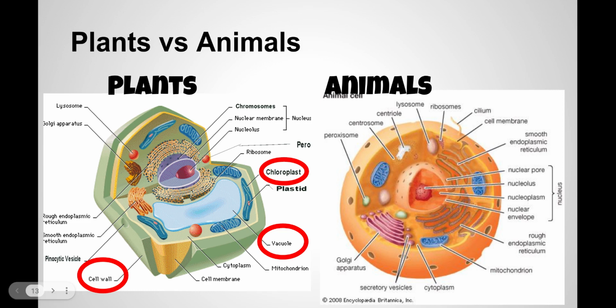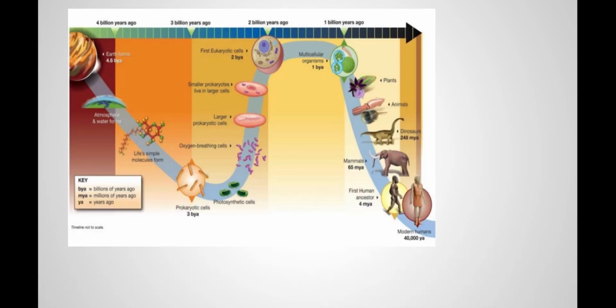Now that cell wall is unique to plant cells. So if you ever see a cell wall, you know that you're talking about a eukaryotic plant cell. This last image that you may have seen out in the hallway is a timeline showing the evolution of cells all the way from 4.6 billion years ago, where Earth finally forms, and then how life starts to slowly progress until we get up to humans 40,000 years ago.